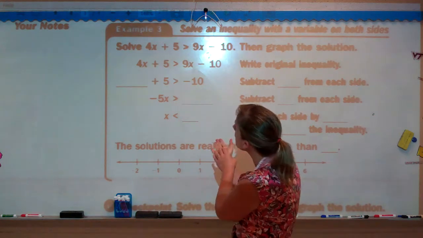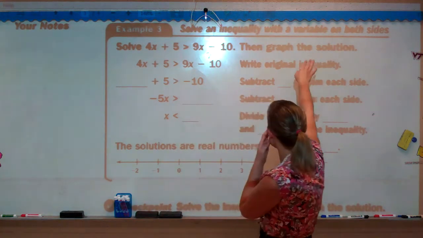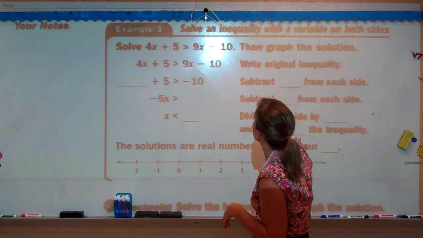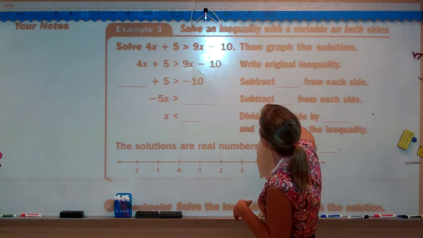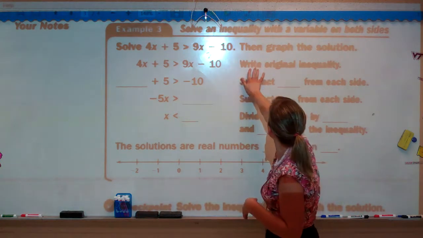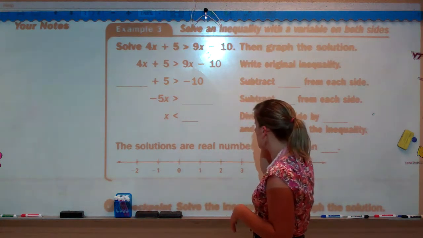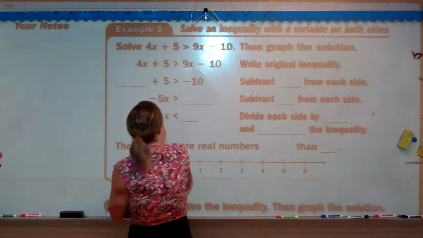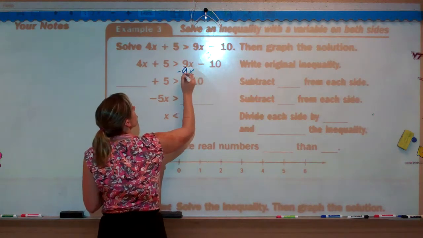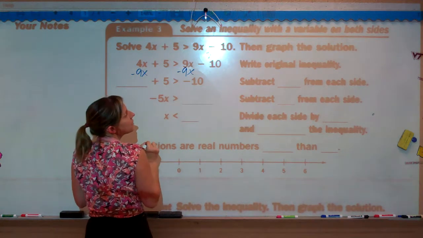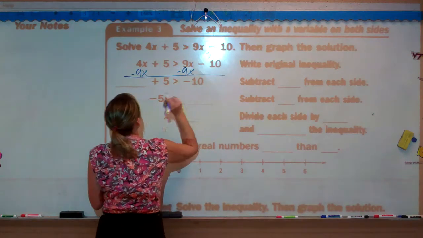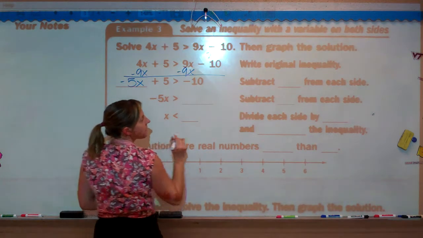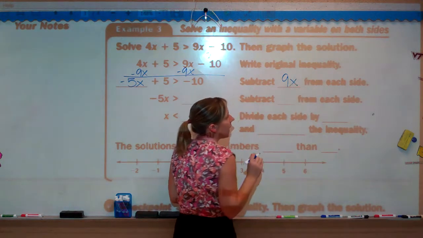Okay, so we're just going to solve this like an equation. We do have what we're doing over here to the side, like we had on our other pages. So the directions are to solve and then graph it. So here's the original inequality. You can tell that we moved the 9x over to the other side by subtracting it. Okay, so we subtracted it. 4 minus 9x is negative 5x. So we subtracted 9x from each side.